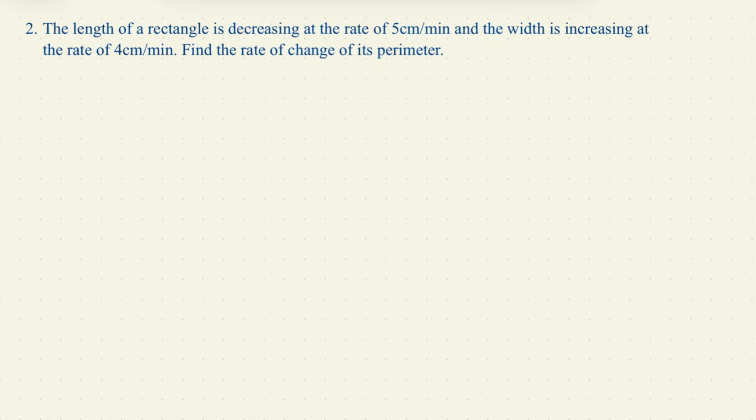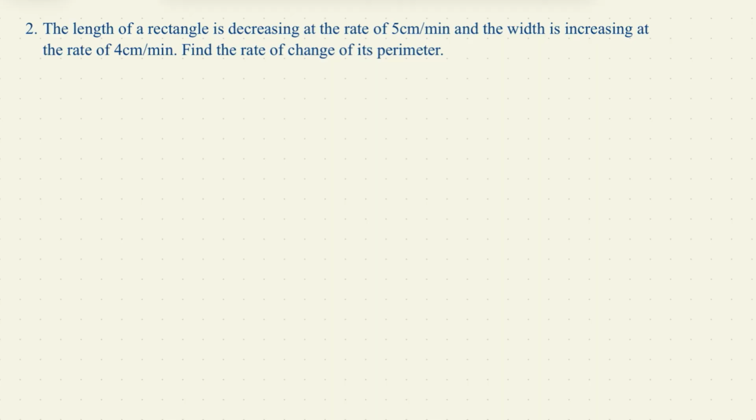Question number 2. The length of a rectangle is decreasing at the rate of 5 centimeter per minute, and the width is increasing at the rate of 4 centimeter per minute. So obviously there will be a change in its area and its perimeter, but we have to find the change in perimeter with respect to time.